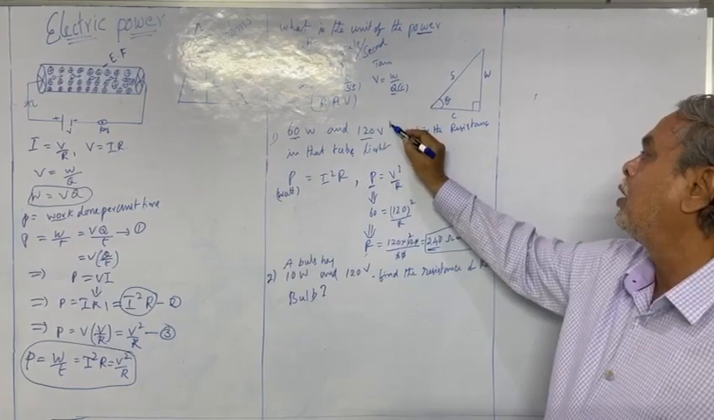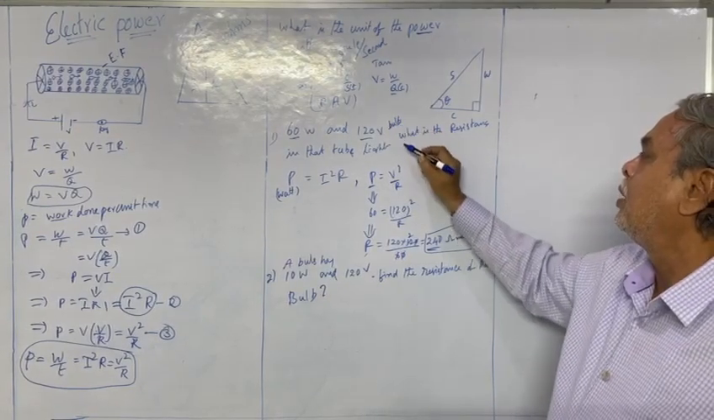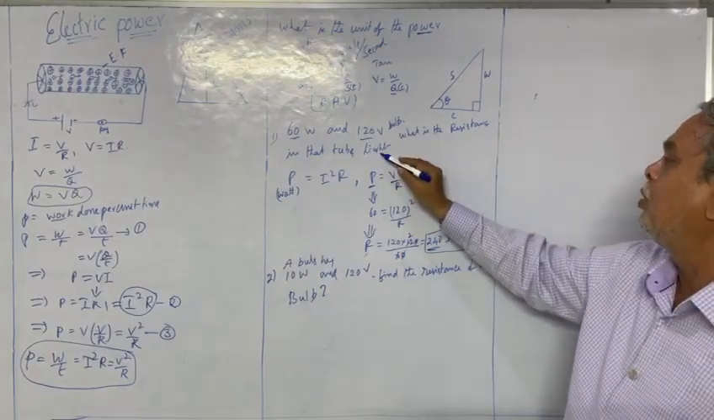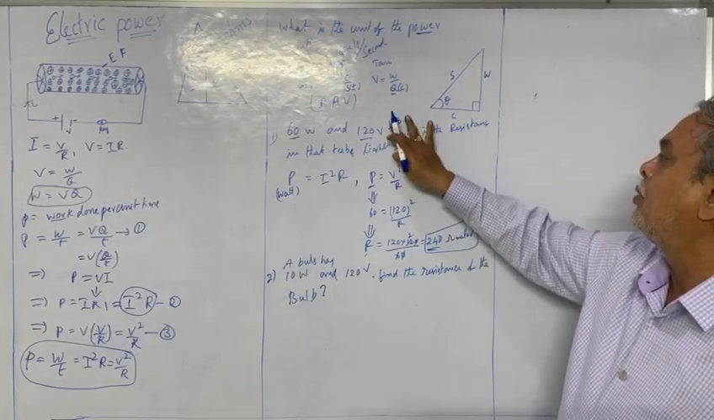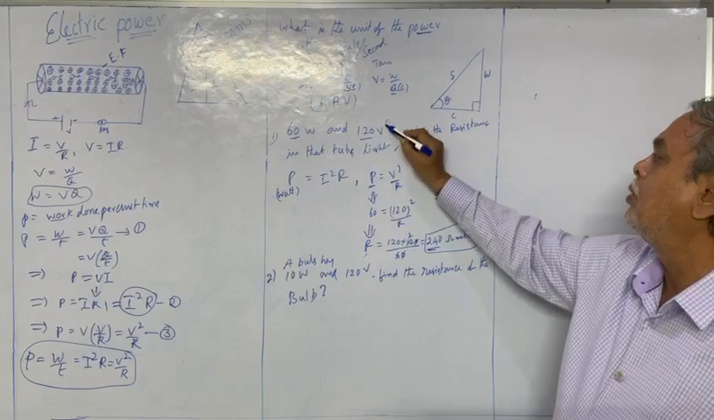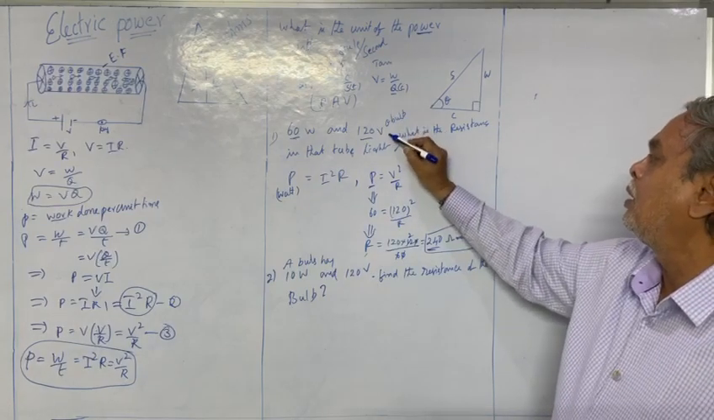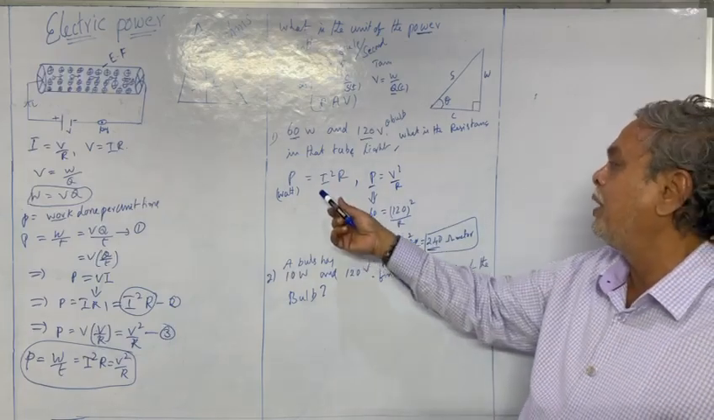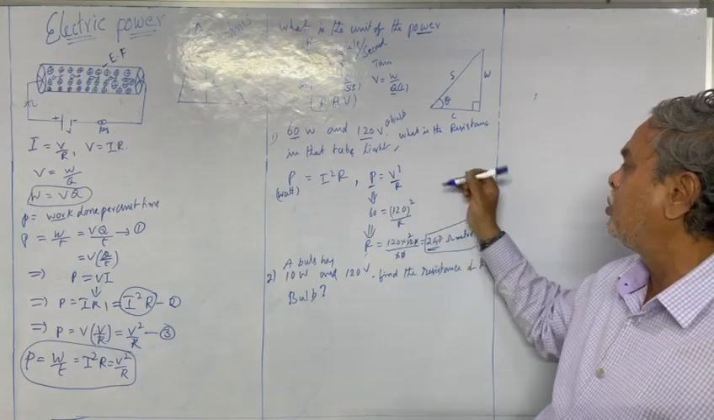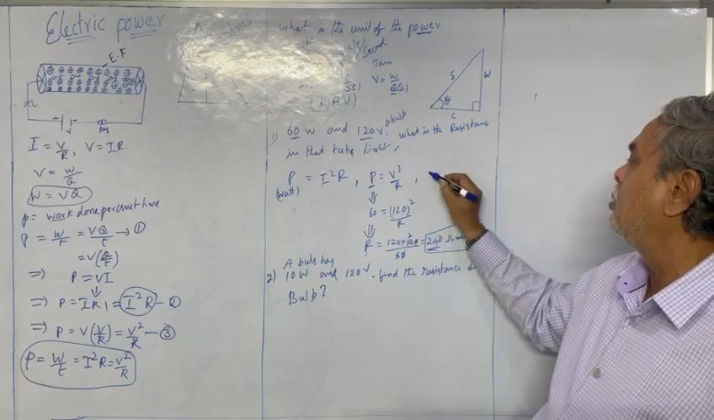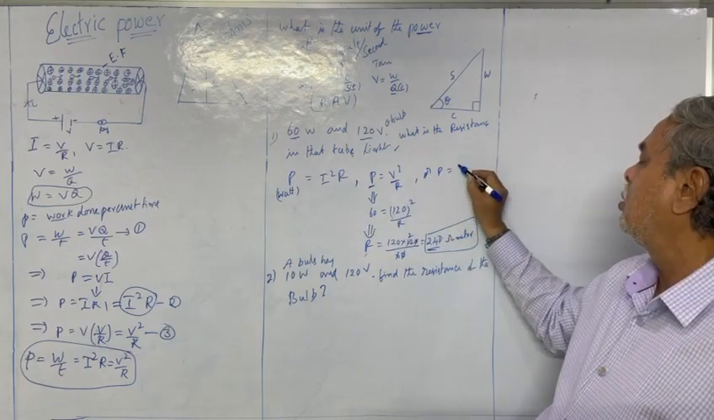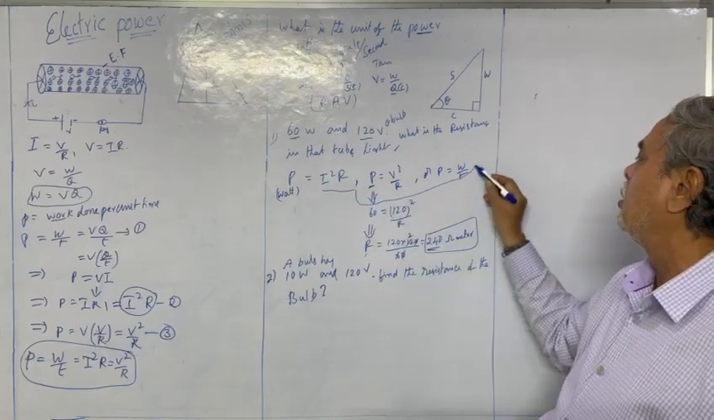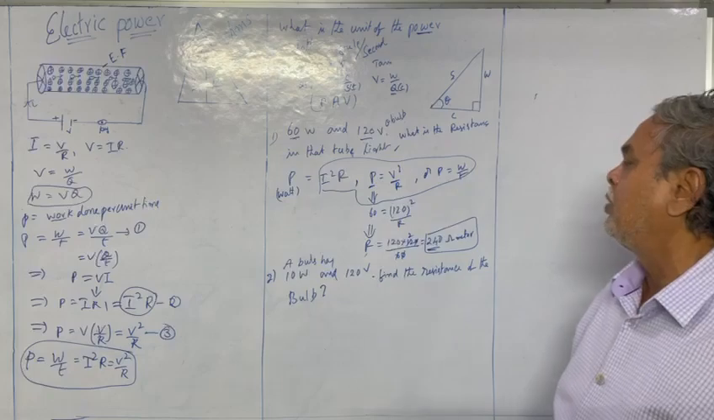I have given a 120 volts bulb. Here you are asked what is the resistance of that tube light. A bulb. Okay. What is the formula for P? P is equal to I square R, or P is equal to V square by R, or P is equal to work by time. These are the three formulas which you have to use while doing electricity problems. These are very important.